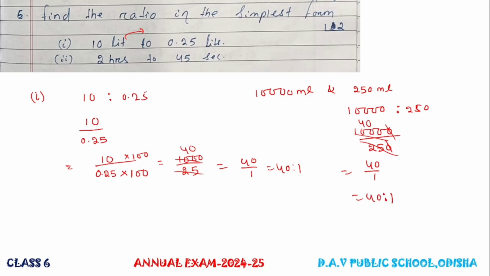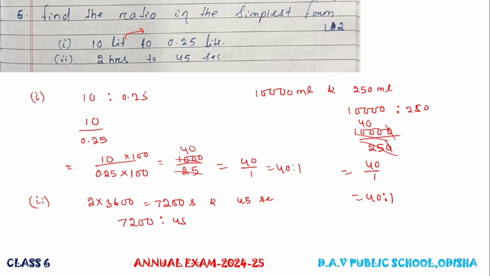Okay. Next question. 2 hours to 45 seconds. 2 hours you can write 2 into 3600, that is 7200 second. Now the second one is also in second, that is 45 seconds. Now write down ratio, that is 7200 ratio 45.